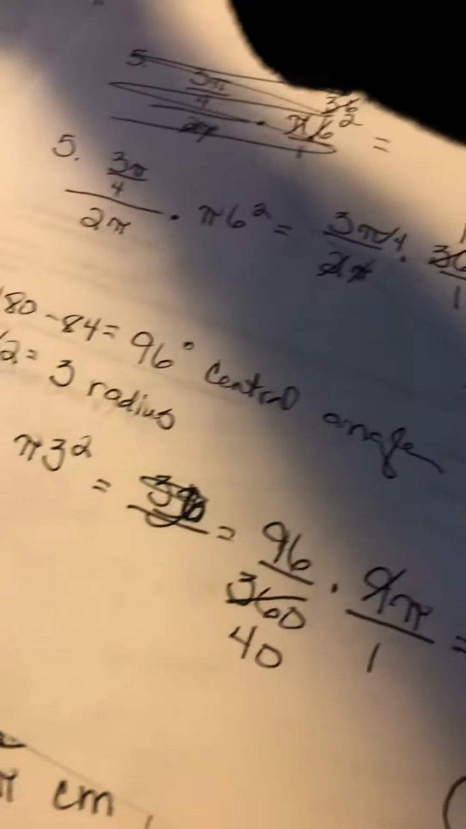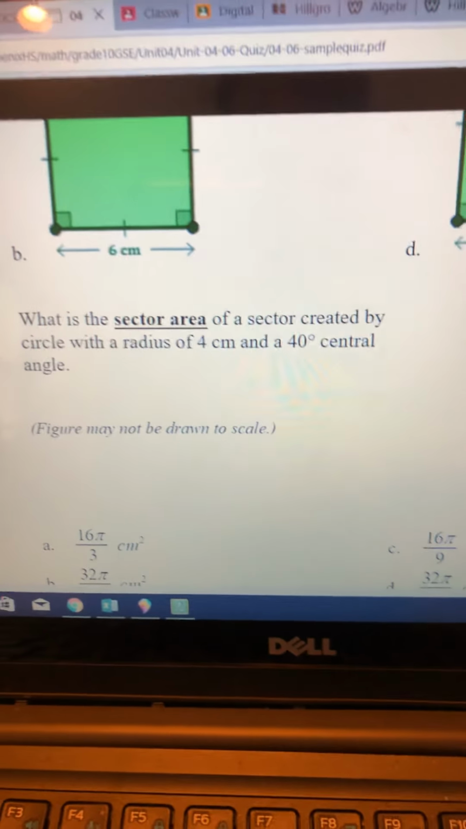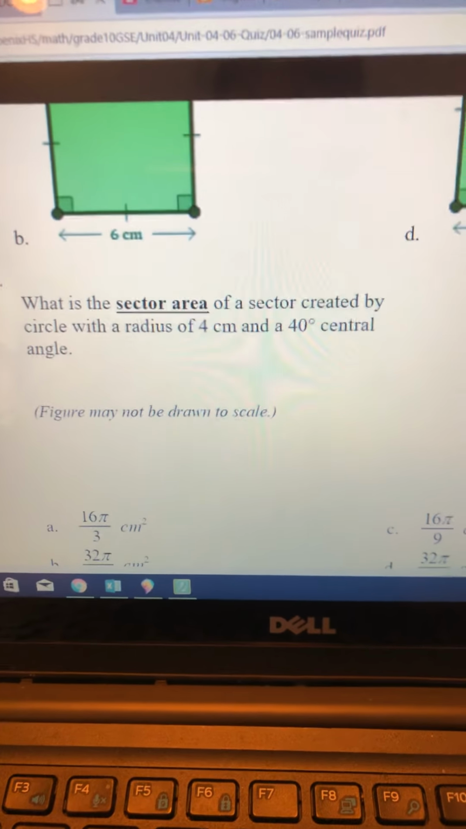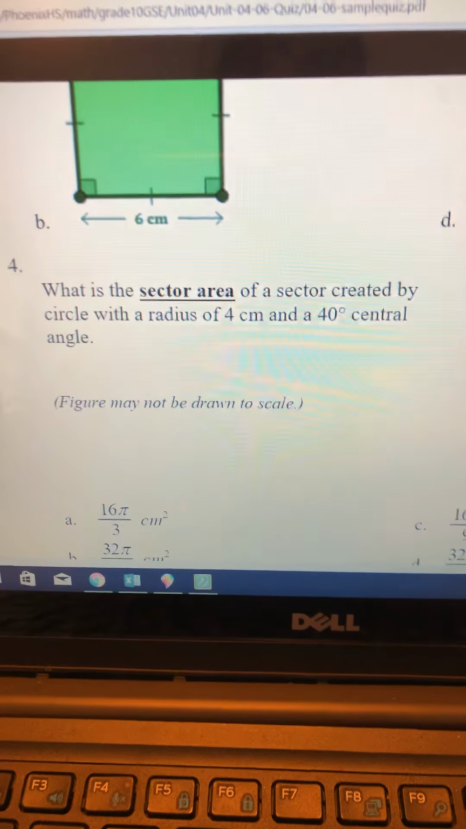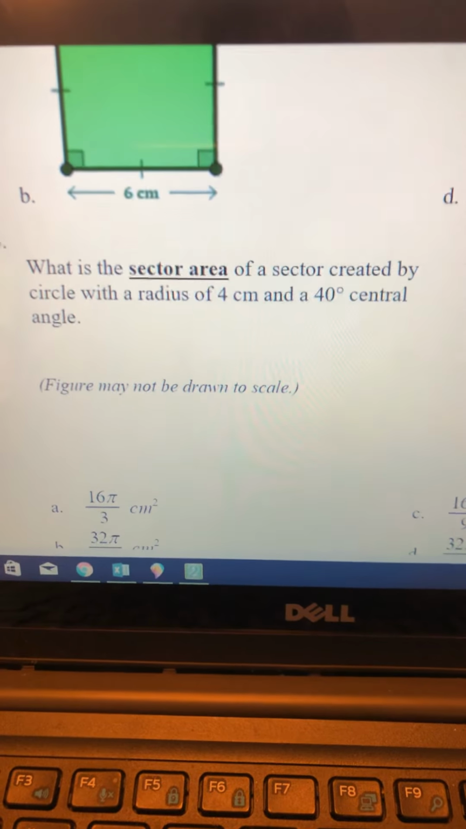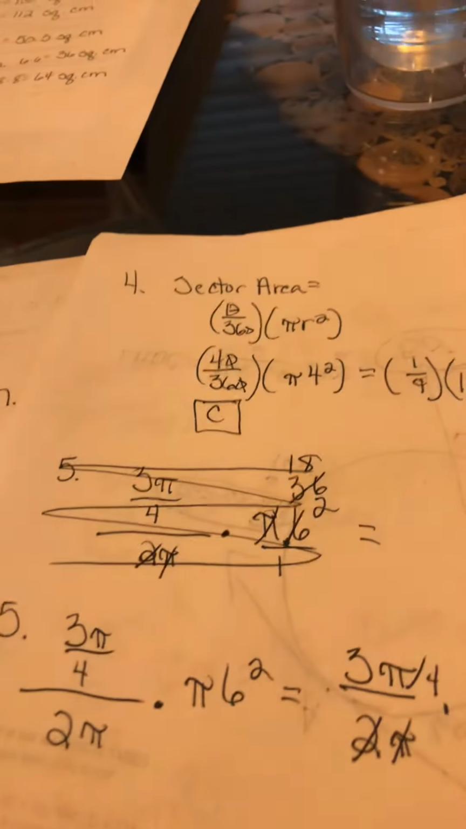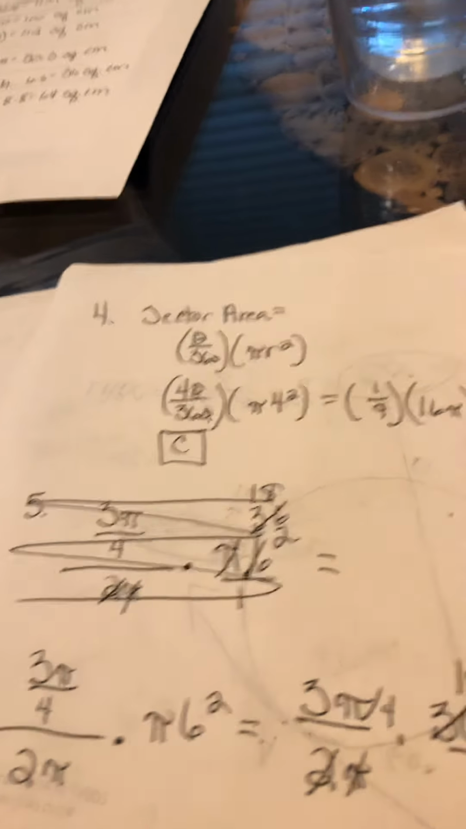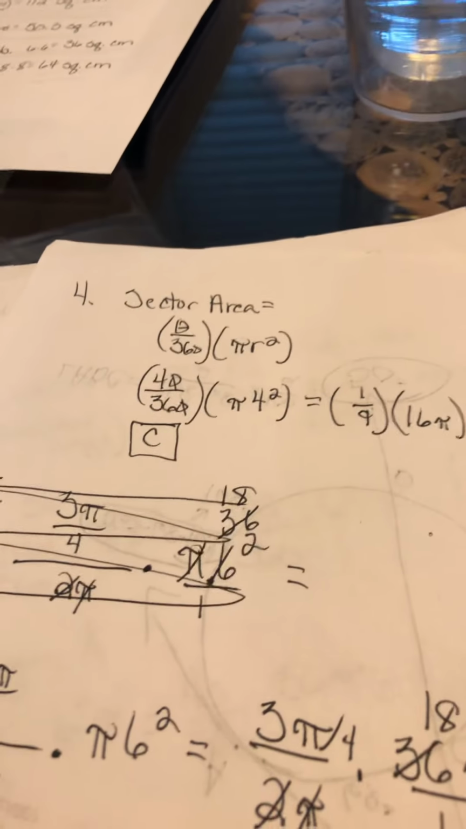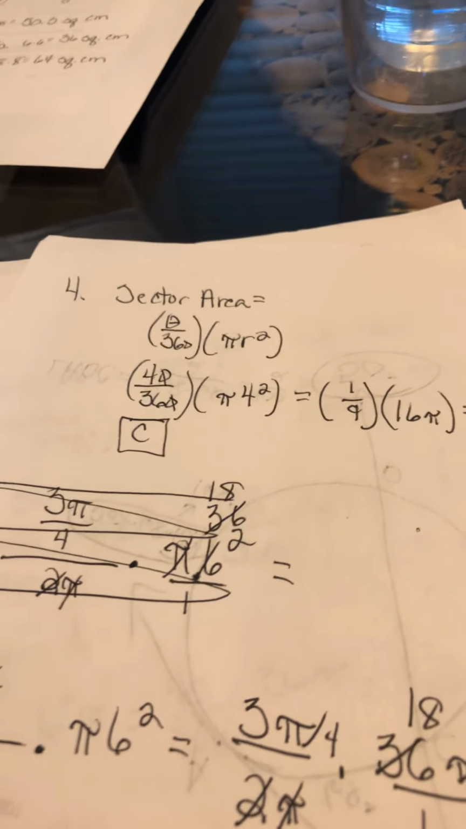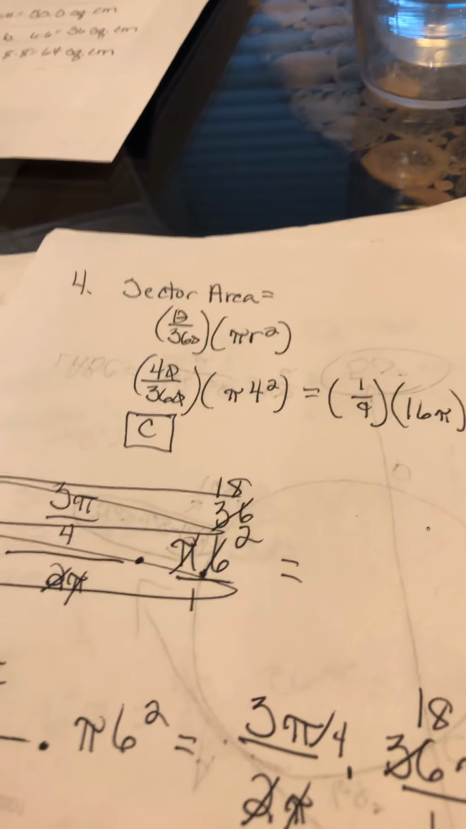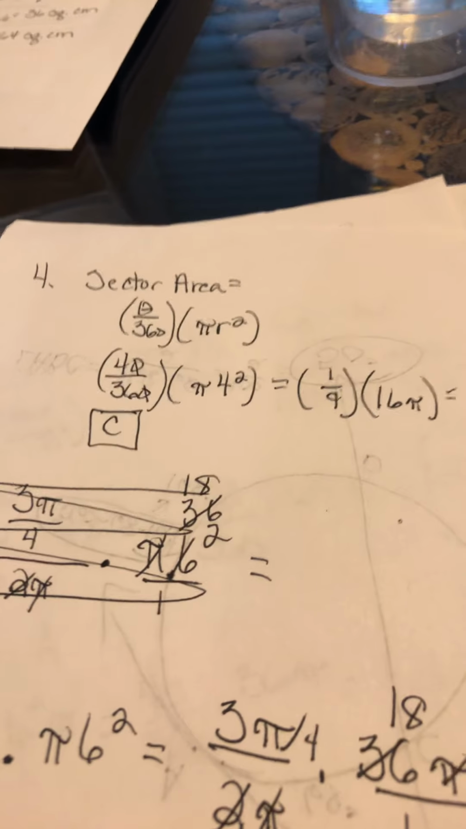Okay, so moving on to question number 4. Okay, so number 4, it says, what is the sector area of a sector created by a circle with a radius of 4 centimeters and a 40-degree central angle? So here's what we're looking at. So basically here, we're using the area of a sector, which is the central angle divided by 360 times the area of the circle, which is pi r squared.